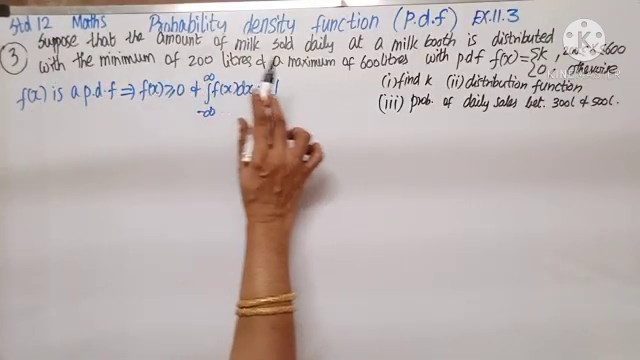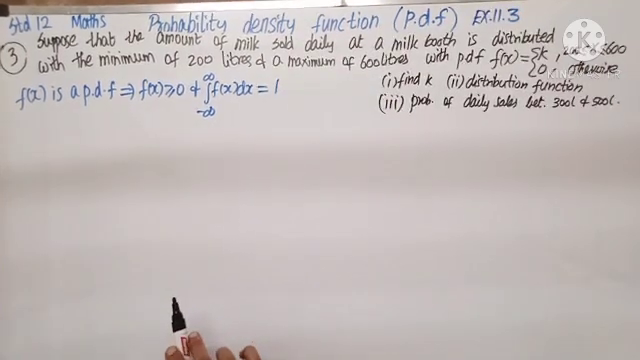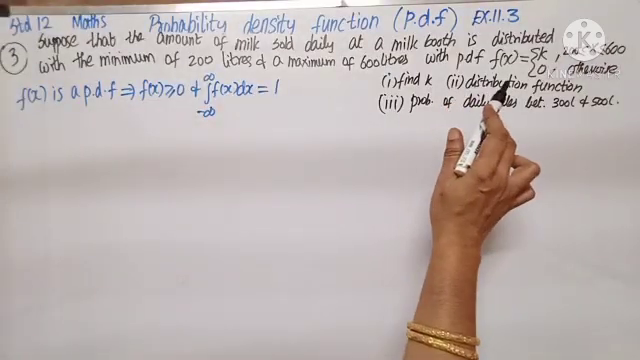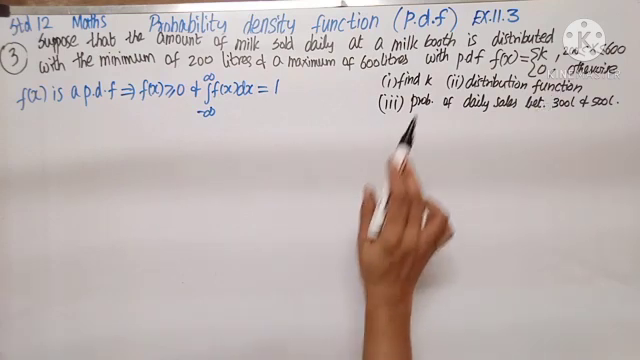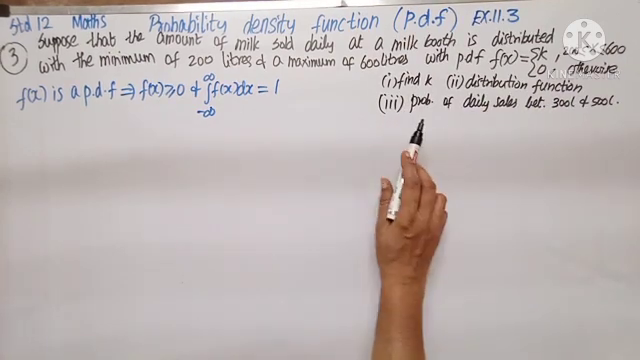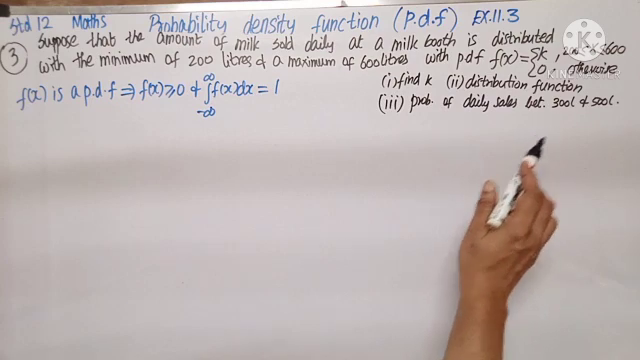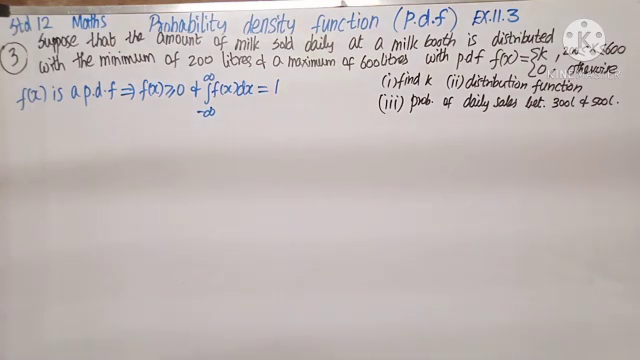Question number 3. Suppose that the amount of milk sold daily at a milk booth is distributed with a minimum of 200 and a maximum of 600 liters with a probability density function given. Find K, the distribution function, and probability of sales between 300 and 500.